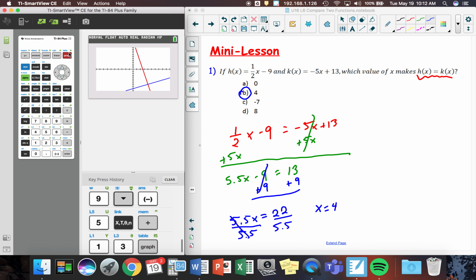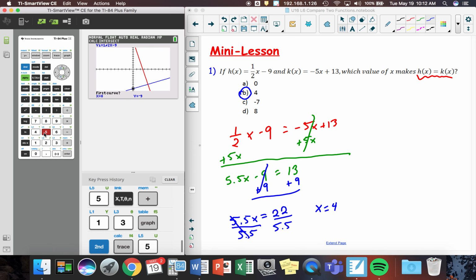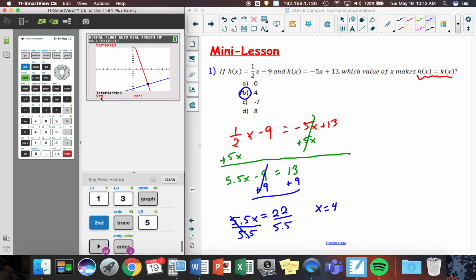And I press graph. Now I see that it crosses at some point here. I can calculate it using calculate. So I press sec and trace. I want to see where they intersect, so I press 5. And I get as close to the point as I can, as possible. Enter, enter, enter. So I got 2 different answers here. I got 4, and I got negative 7.